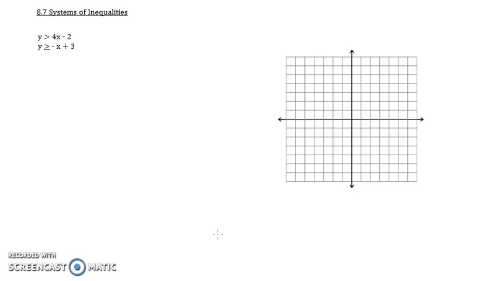All right, for 8.7, we're looking at systems of inequalities. For our example here, we're going to start with linear inequalities, and then we're going to go to nonlinear inequalities. So this part should be a review again. Inequalities are a little bit different from systems of equations because the solution is actually going to be a graph. You're going to have a range of values.